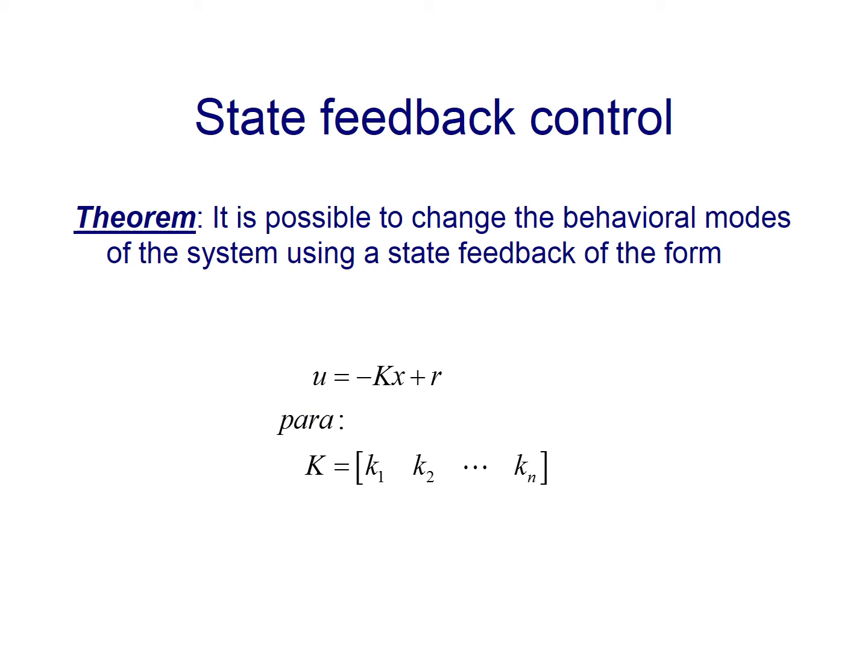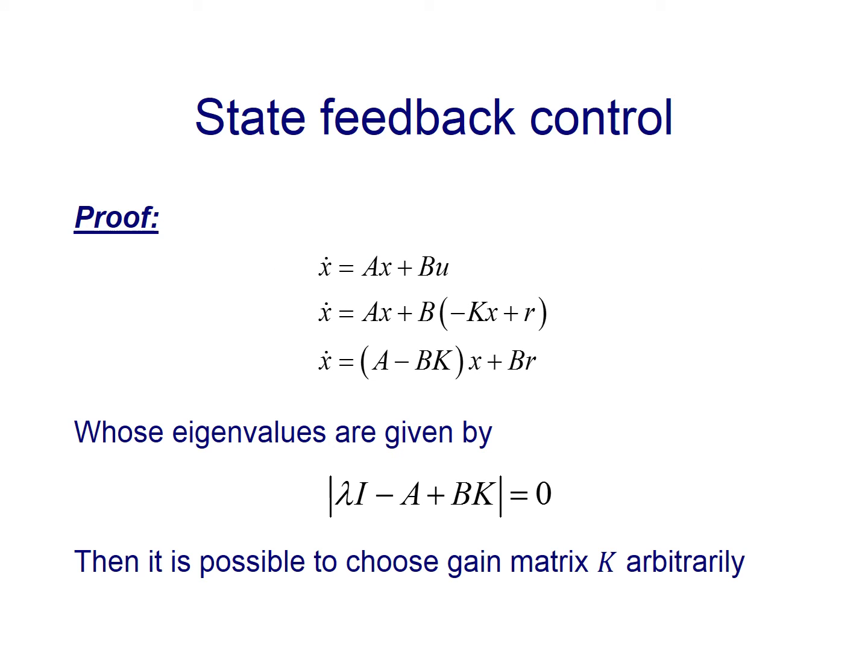Then let us make a theorem here. It is possible to change the behavioral modes of the system using a state feedback of the form u equals minus Kx plus r, for some gain matrix K as K1, K2, until Kn. Let us consider this K a horizontal matrix. Let's see the proof.